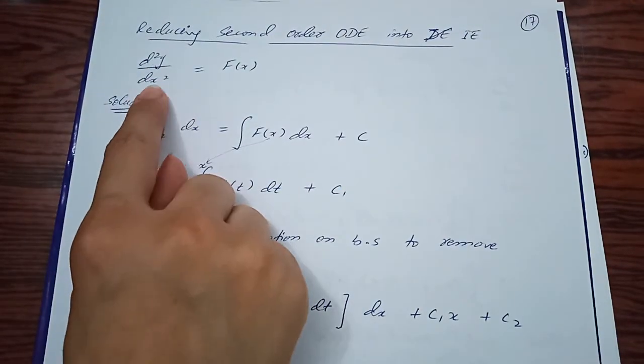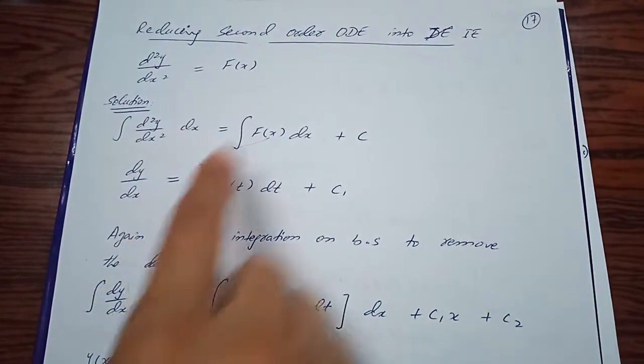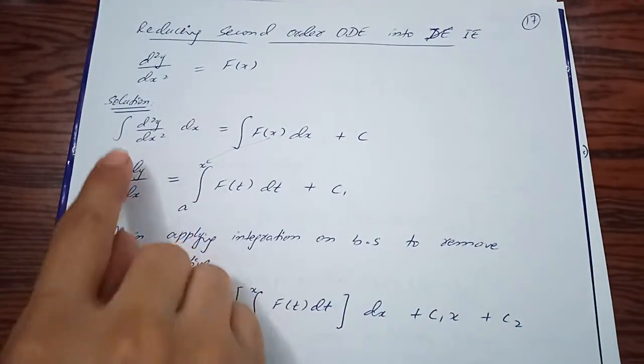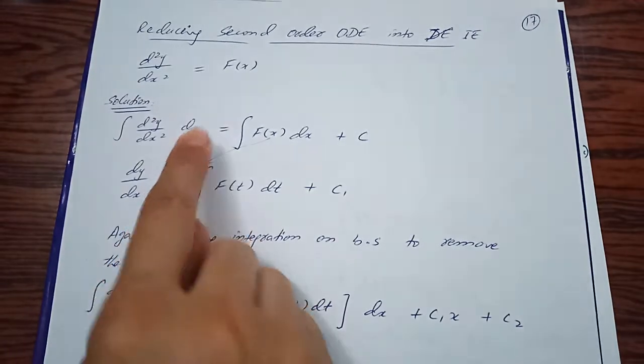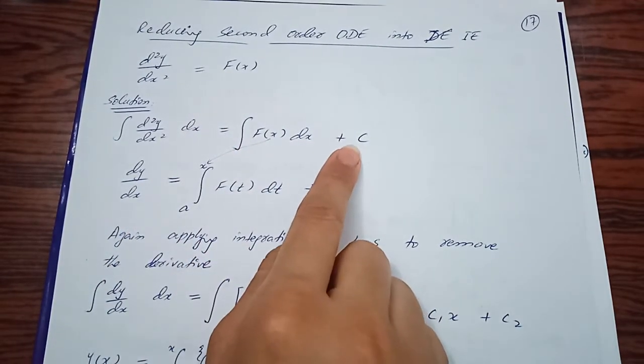Right now we are doing reducing a second order ordinary differential equation into an integral equation. We have d2y by dx square, that is the second order derivative, equals f of x. We have to convert it into an integral equation, so we have to integrate it. First of all, integrate both sides, apply the integral sign dx. Whenever you integrate, you add the constant of integration as well.